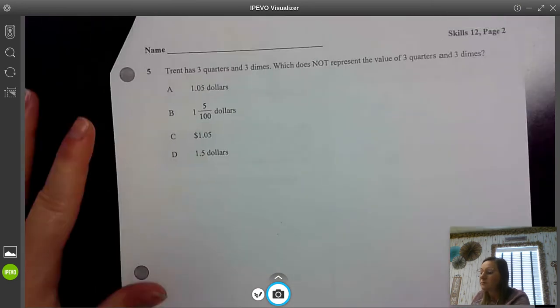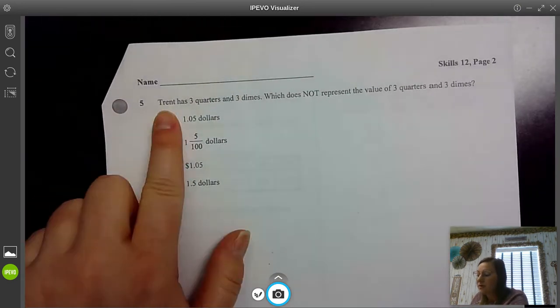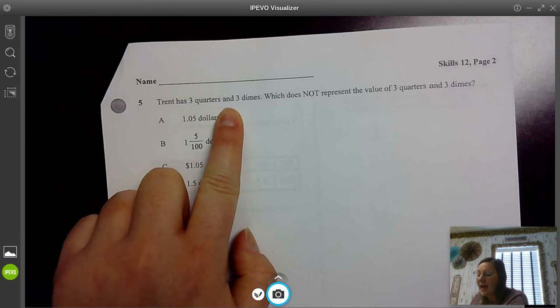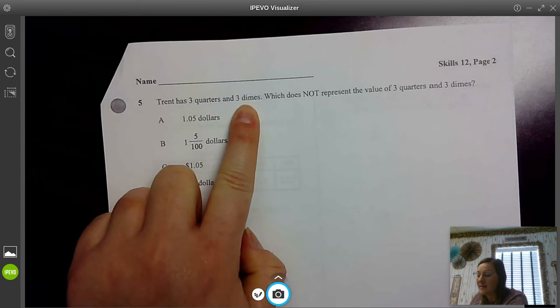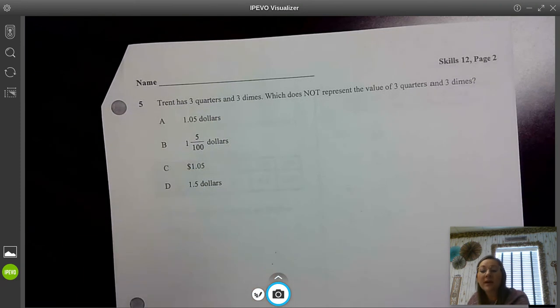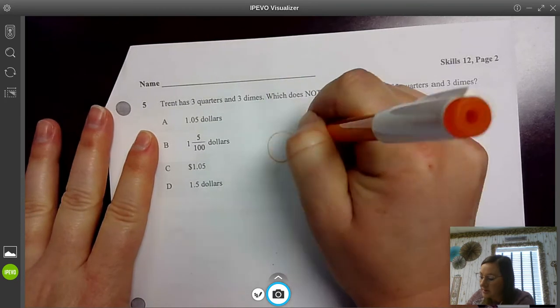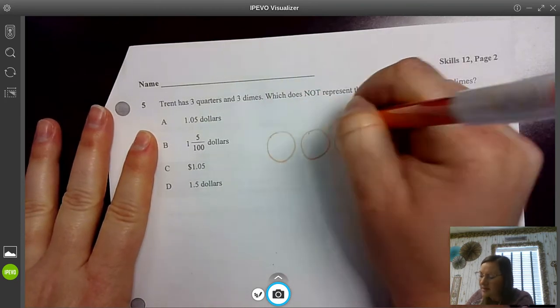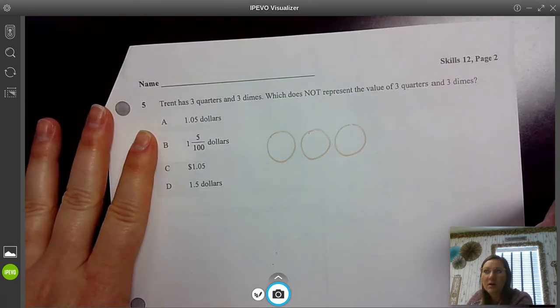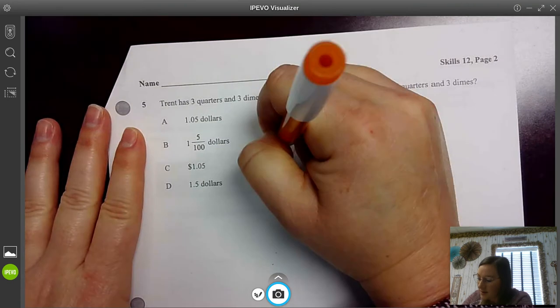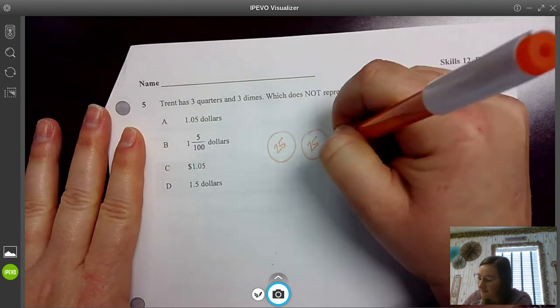Okay, and then number 5. Trent has 3 quarters and 3 dimes. Well, they don't have a model for you, so what do I expect you to do? Well, you draw the model. So I have 3 quarters. Label these as, what's the value of each quarter? Oh, 25. So label these each as 25.